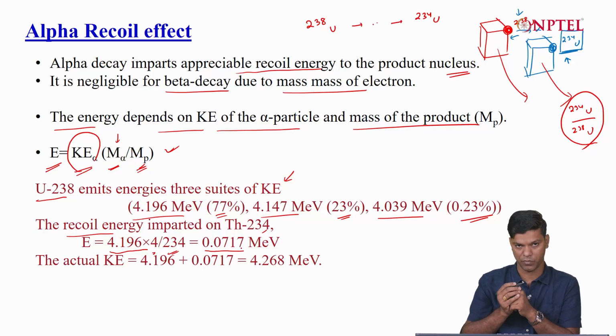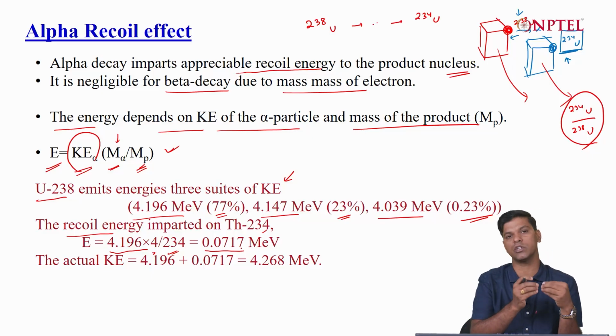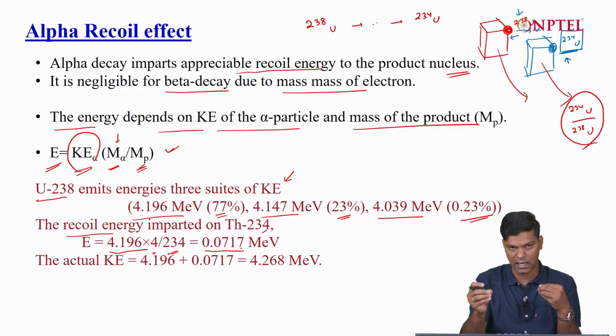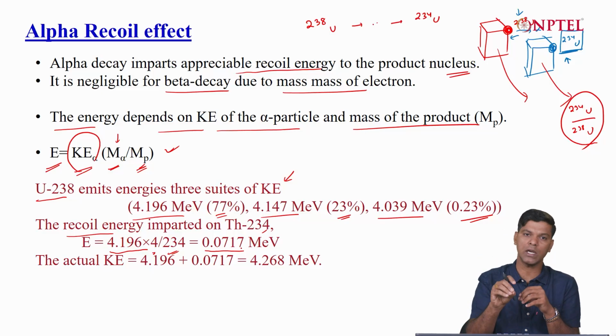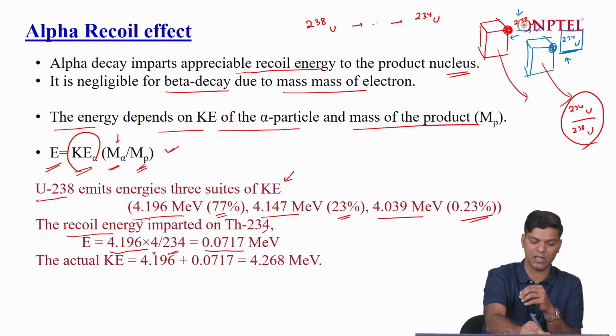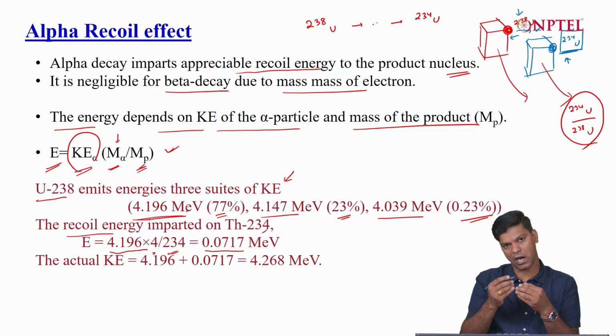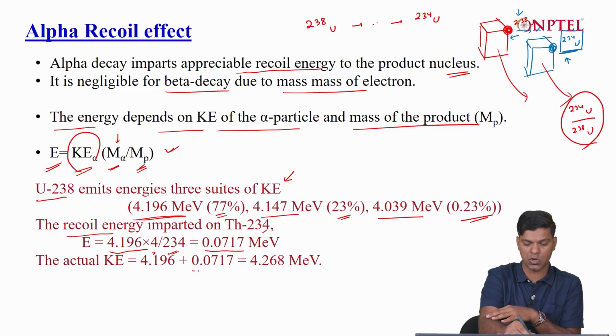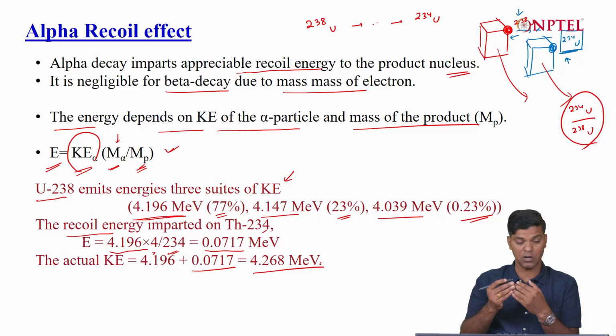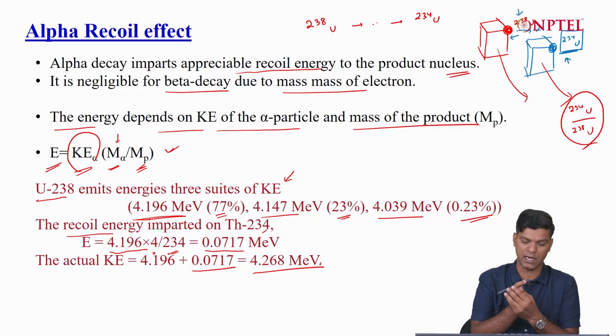0.0717 MeV. So, if you are reporting the actual kinetic energy associated with uranium 238 decay, you should not only report the alpha energy, this is alpha decay energy, right. You need to also add the recoil energy, which is 0.0717. So, the total energy that is involved with the decay of 238 is 4.268 MeV.